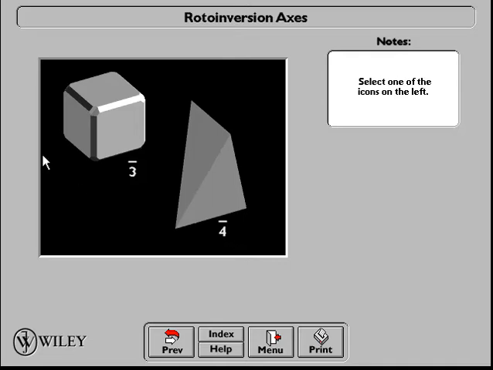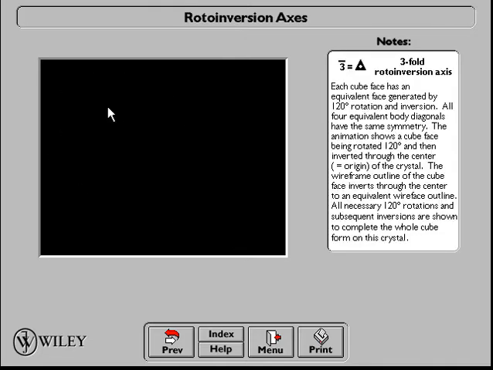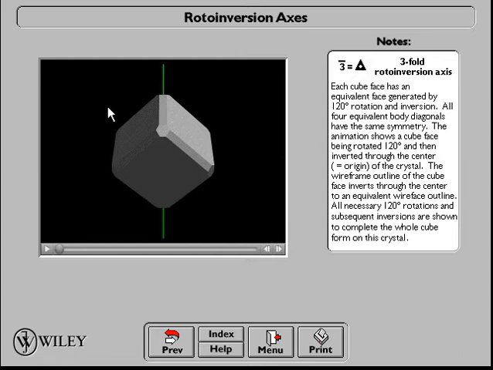We are clicking now on our crystal here. So here we have the example of a 3-fold roto-inversion axis, here with the number 3 and the bar at the top, or here with the triangle with these dots inside. So now we have here a small description.